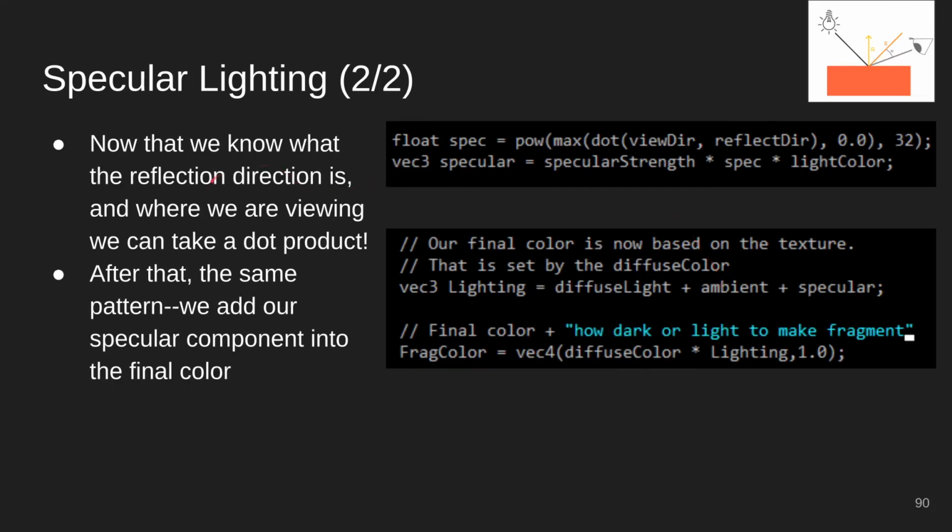Now that we know what the reflection direction is, we can take the dot product again to figure out how strong our specular light is. That's sort of the theme here. So here's our spec: we take the dot product of where we're viewing from and where the reflection occurred. We have some exponent for how fast this is going to decay. Then we compute our specular lighting by multiplying the strength times what we just computed, times our light color. After that, same pattern, we add to our light model. So here's lighting: an accumulation of the diffuse, ambient, and specular components.